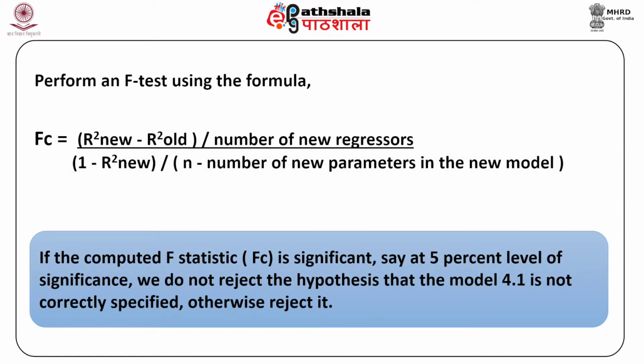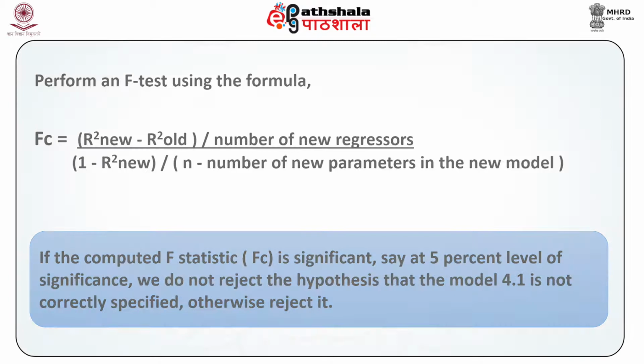Perform an F test using the formula Fc is equal to R square new minus R square old divided by number of new regressors, divided by 1 minus R square new divided by n minus number of parameters in the new model. If the computed F statistic Fc is significant, say at 5% level of significance, we reject the hypothesis that the model 4.1 is correctly specified, otherwise we do not reject it. One advantage of using the RESET test is that it is easy to apply, but at the same time it only tells us that the model is not correctly specified. It does not help in choosing a better alternative.